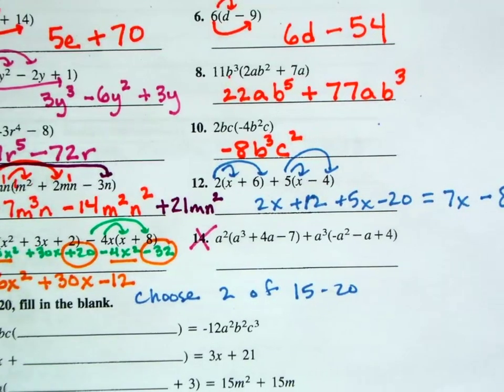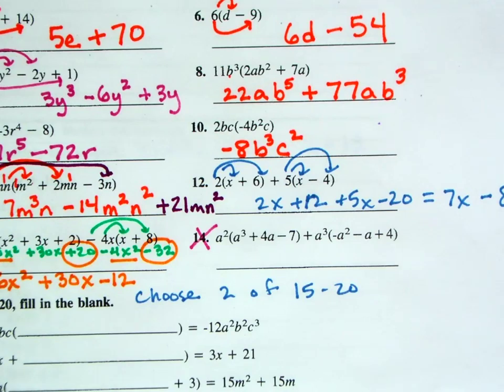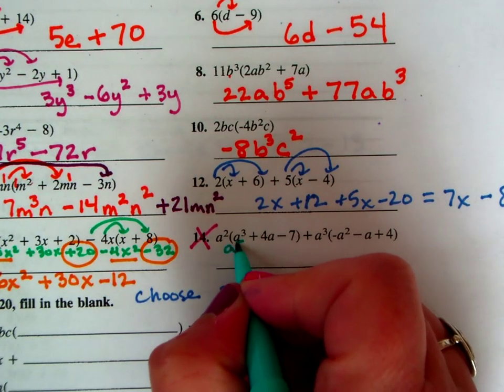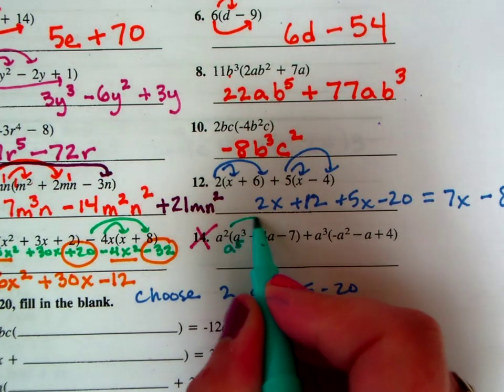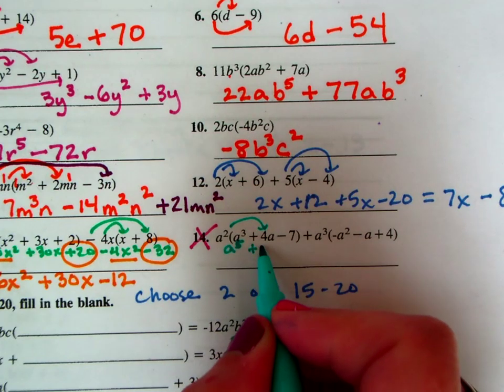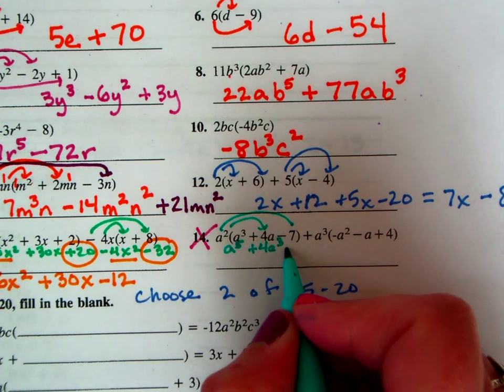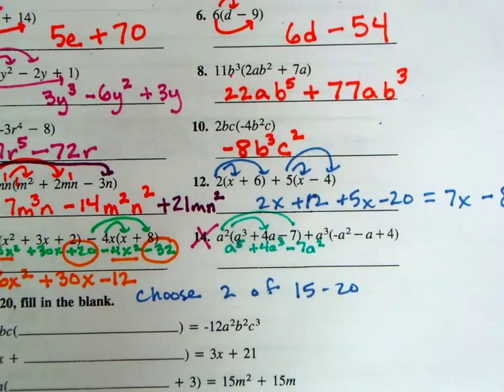This one's kind of similar, but quite a bit higher powers, but nothing other than that. So the exponents will be higher. So a squared times a to the third is a to the fifth. A squared times 4a is 4a cubed. And a squared times that negative 7 is negative 7a squared.